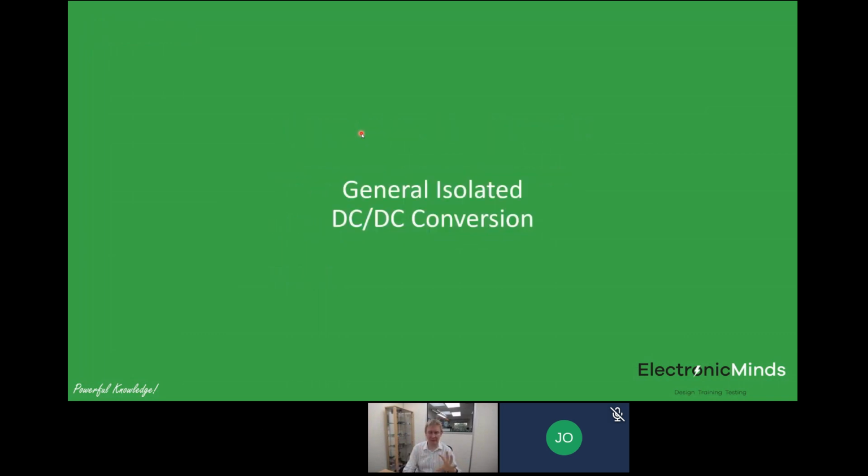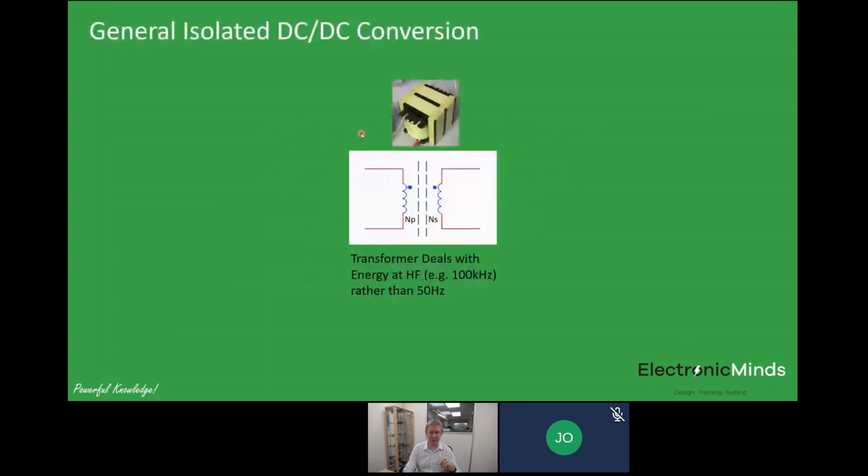So general isolated DC to DC conversion. At the heart of all of these topologies, the isolation barrier is formed by a magnetic component, a transformer, pretty much similar in theory anyway to the sort of thing that you would find converting 50 Hertz mains. The main difference is that these isolated converters, when you're running switch mode converters, are running at way higher frequency. So rather than running at 50 Hertz, they might be running at 100 kilohertz or even higher frequencies than that.